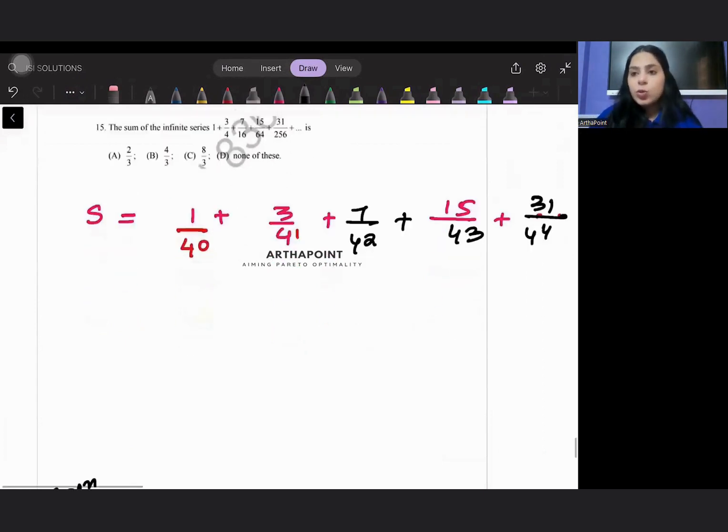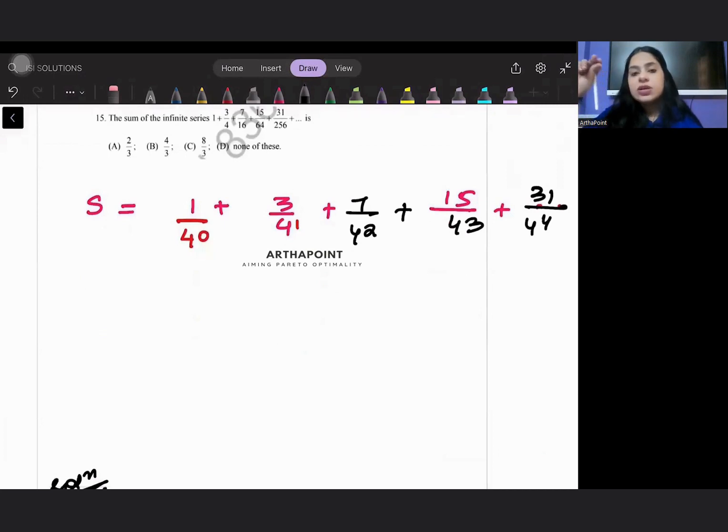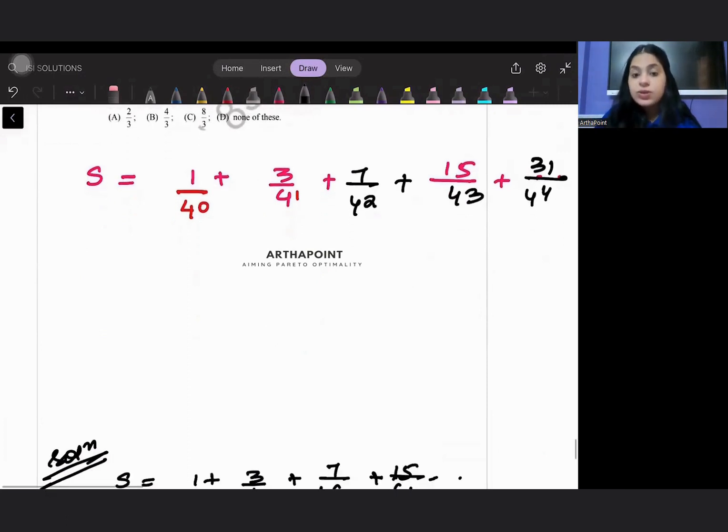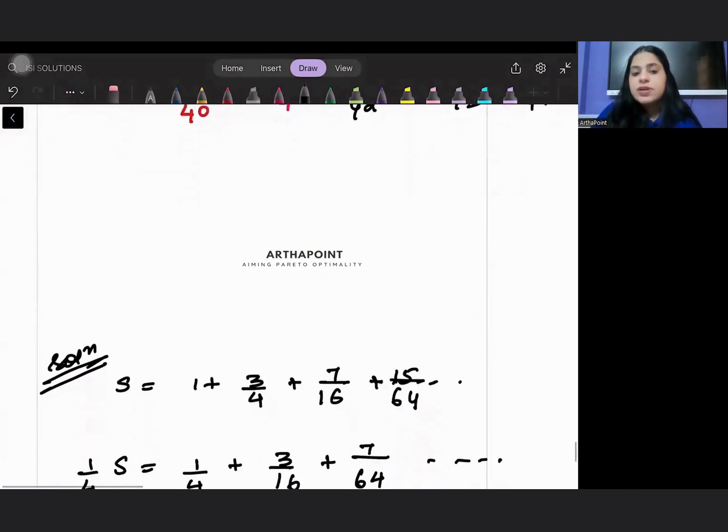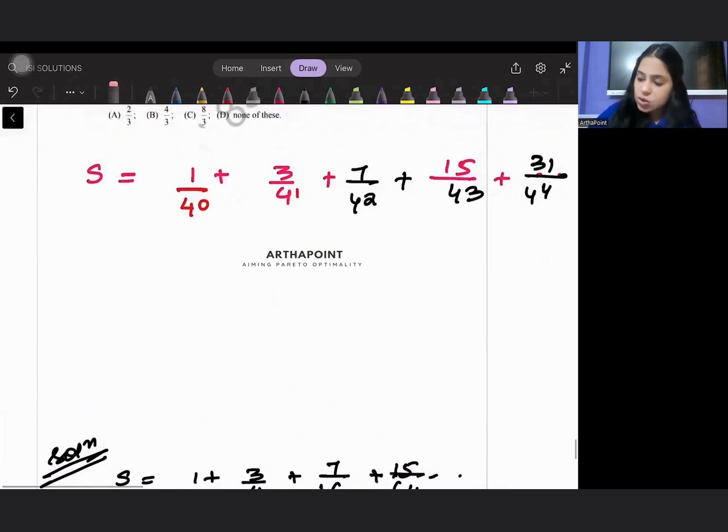right? Now what you need to do is find a way such that your S gets multiplied with the GP term. And the GP term here is 1 by 4. If you notice the common term, every term is getting multiplied with 1 by 4 if you look into the denominator. So what I will be doing here is multiplying S throughout by 1 by 4.